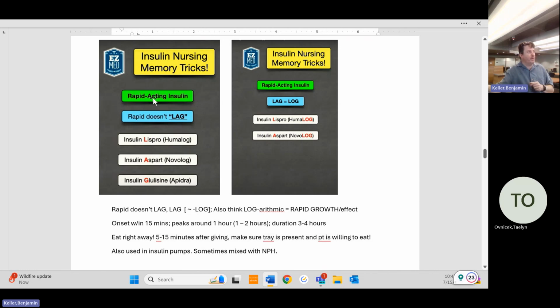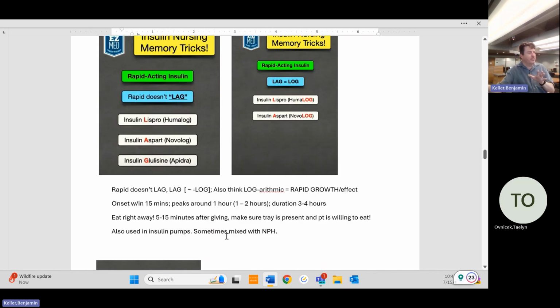So here's how you can remember the rapid-acting insulin. It's primarily Lispro, aspart, and glulisine. Rapid-acting doesn't lag, L-A-G. Also think log. Most of these end in log, Humalog, Novolog. So you can think of logarithmic growth. So you get rapid growth. Logarithmic growth is lack of lag, or rapid effect. And so the onset is rapid. It's within 15 minutes. It peaks about 1 to 2 hours. There's a duration of 3 to 4 hours.